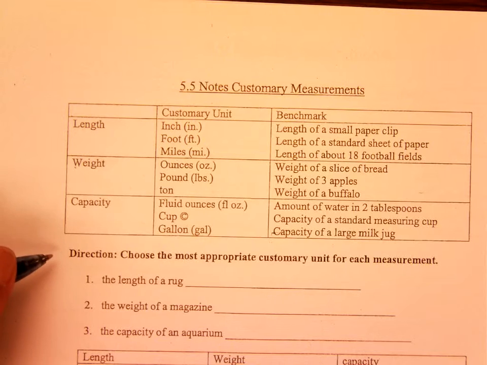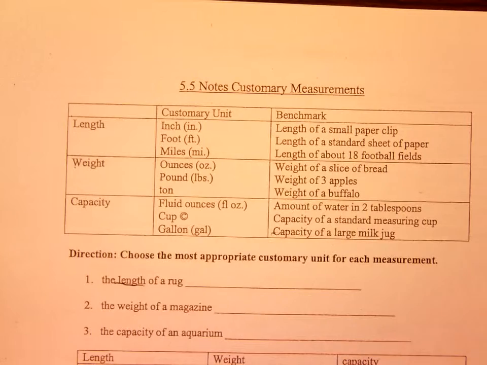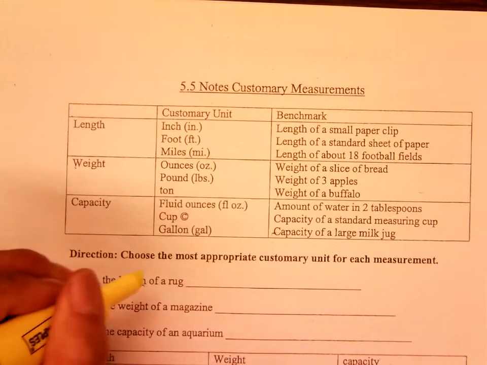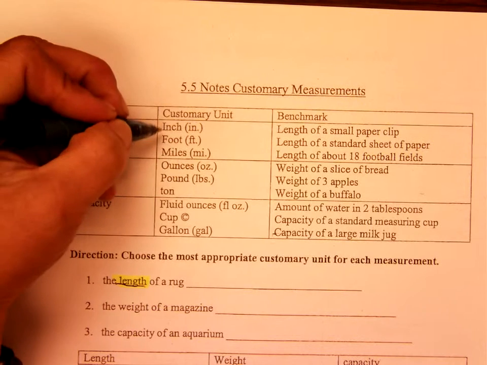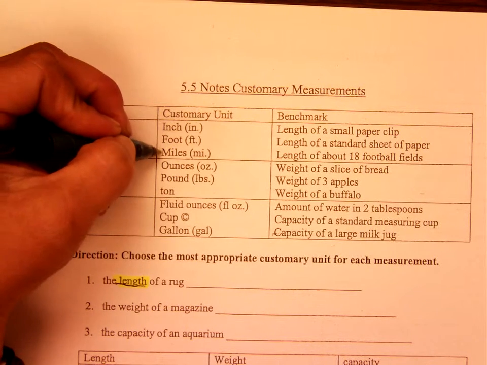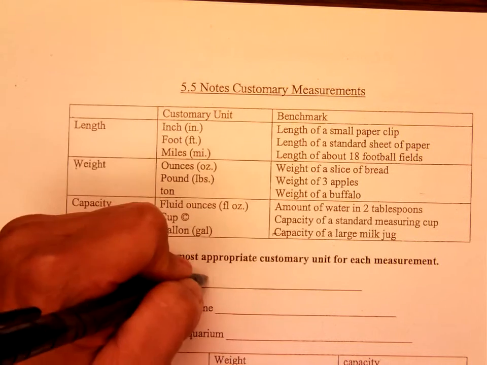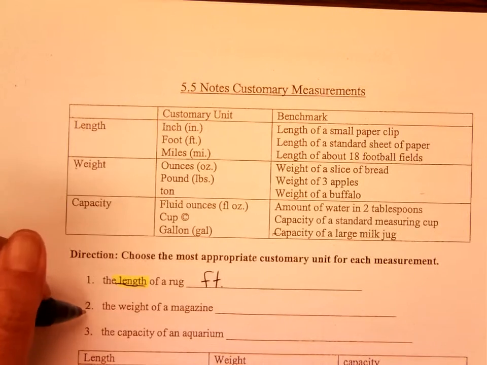So here's your direction. Choose the appropriate customary unit for each measurement. Length of a rug. Well, here's your keyword, length. And length, so you have to look up on the chart. There's your length. Would you use inches, feet, or miles? Well, inches would be too small on most rugs, and miles would be way too big, so the appropriate unit would be feet.